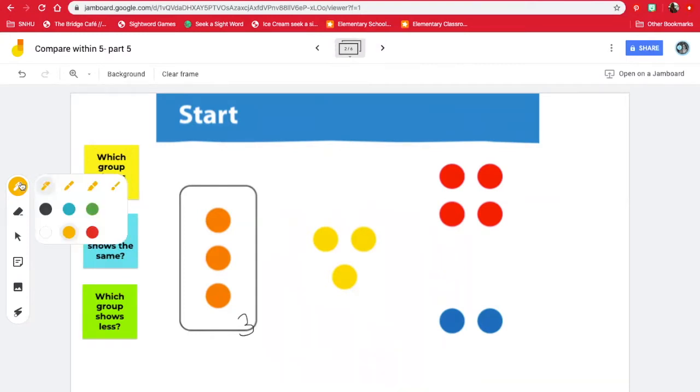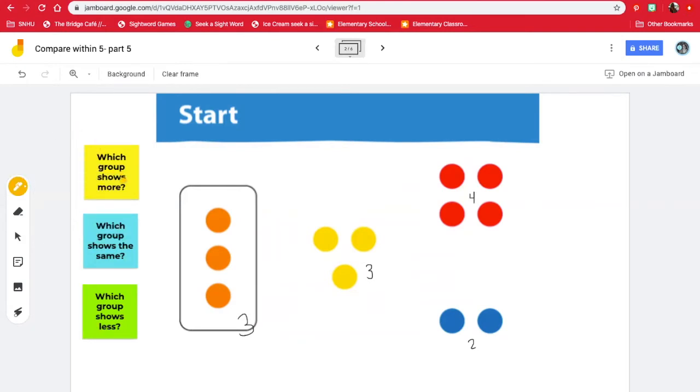Well, the first thing I could do is go through and count all of these groups. So in the yellow, I see 1, 2, 3. I'm going to write a little 3 next to that. In the blue, I see 2. And I see 1, 2, 3, 4 red. Notice how I double checked my answer by counting so I could see exactly how many there are.